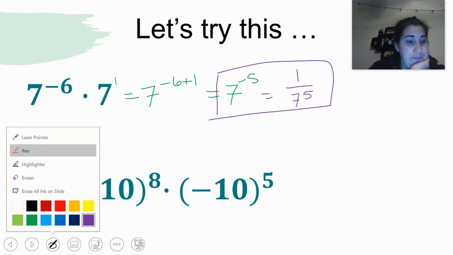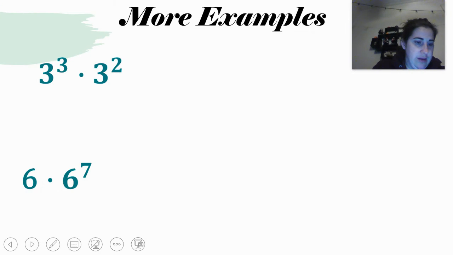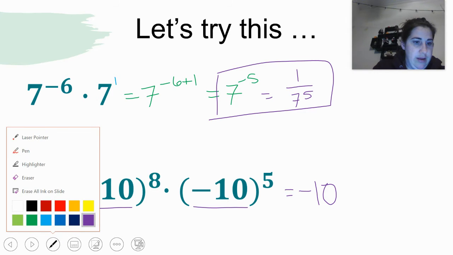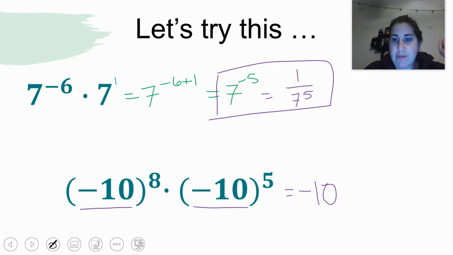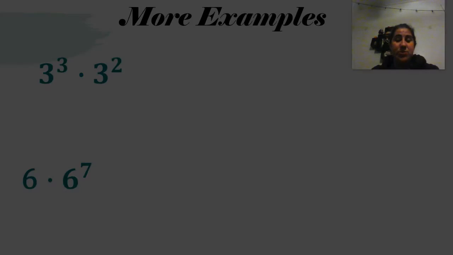Okay, let's try another one. Right here, my base is the same, negative 10 and negative 10. So then that means I have negative 10 as my base. It's always going to be the same base. And now, since it's multiplying, I'm going to do 8 plus 5. So I have negative 10 to the power of 8 plus 5: 8, 9, 10, 11, 12, 13. Okay, so these are pretty easy. We just have to remember what the rule is, and that's why you need to write it down. Okay, let's try some more.